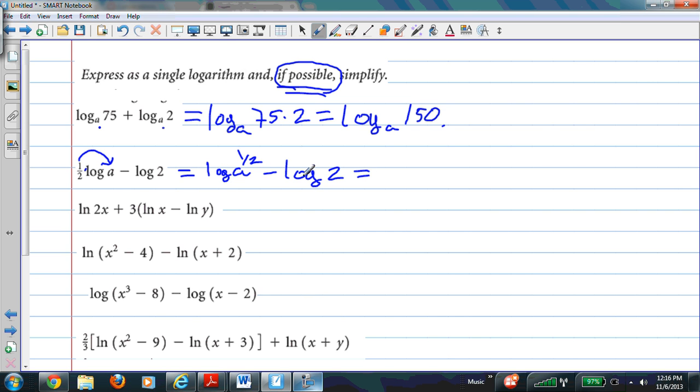Okay, so now I have two logs separated by a minus. So that's the quotient rule. So I can rewrite it like this: log of a to the power 1/2 is the same as the square root, so that's log of the square root of a over 2. Okay, I hope that's all right.